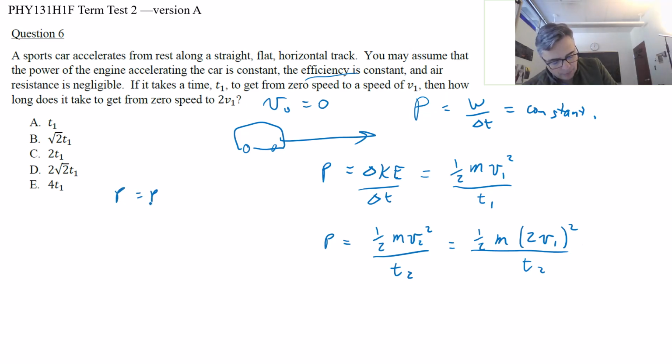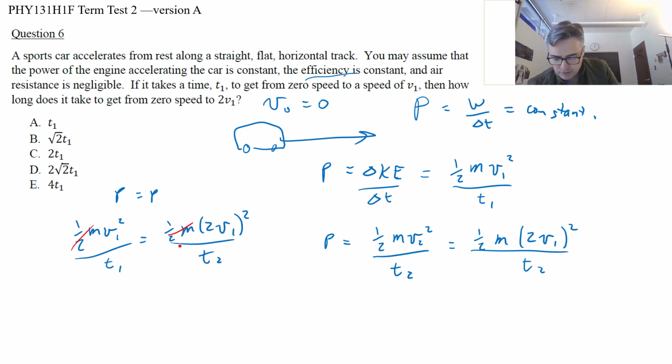It's the same power, so I would say that 1/2 m v1 squared over t1 equals 1/2 m times (2v1) squared over t2. The half m's cancel. v1 squared over t1 is equal to 4 v1 squared over t2.